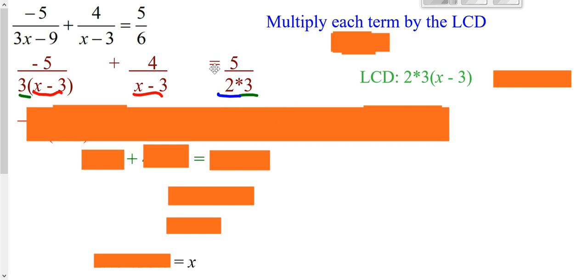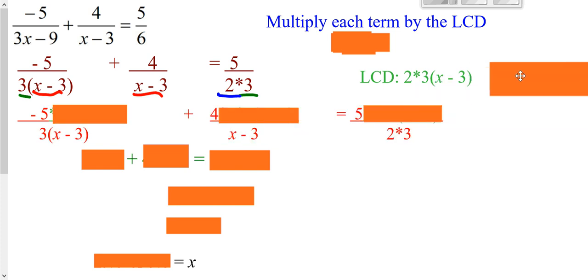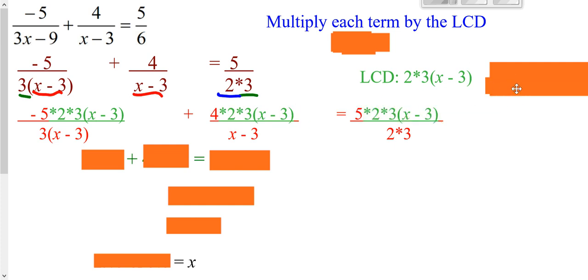Being an equation, we could treat it a little bit differently. If you do the exact same thing to both sides of an equation, it still remains a valid equation. So I'm going to multiply each fraction by my LCD. I'll take my first fraction times my LCD, my second fraction times my LCD, and my fraction on the other side. So I multiplied everything on both sides by my least common denominator.